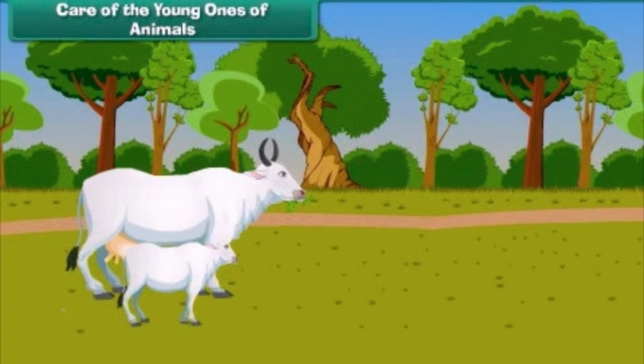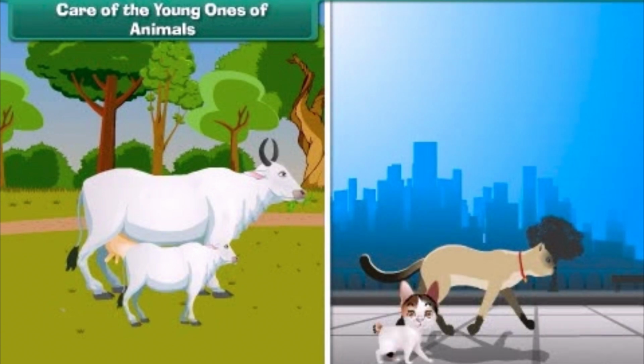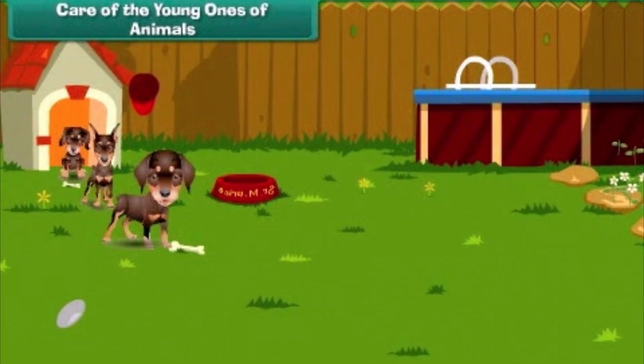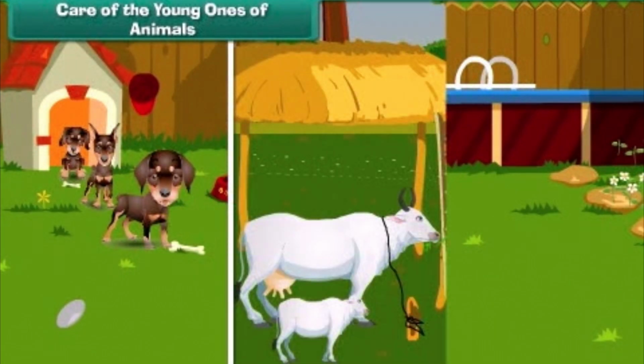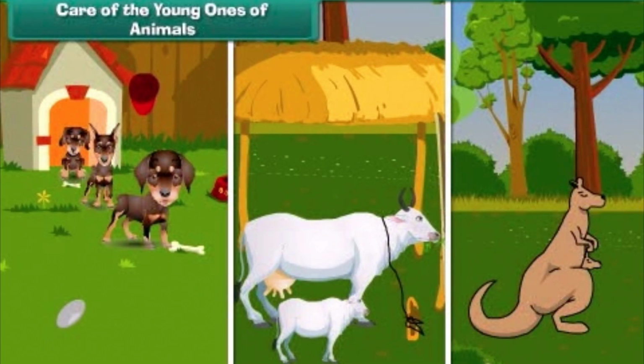Now let's move on to another topic, that is taking care of young ones of animals. We see that young ones of animals look like them. Animals take care of their young ones and feed them. To protect puppies, dogs should be kept in kennel. To protect cows and buffaloes, they should be kept in sheds. To protect its baby, kangaroo keeps it in its pouch.